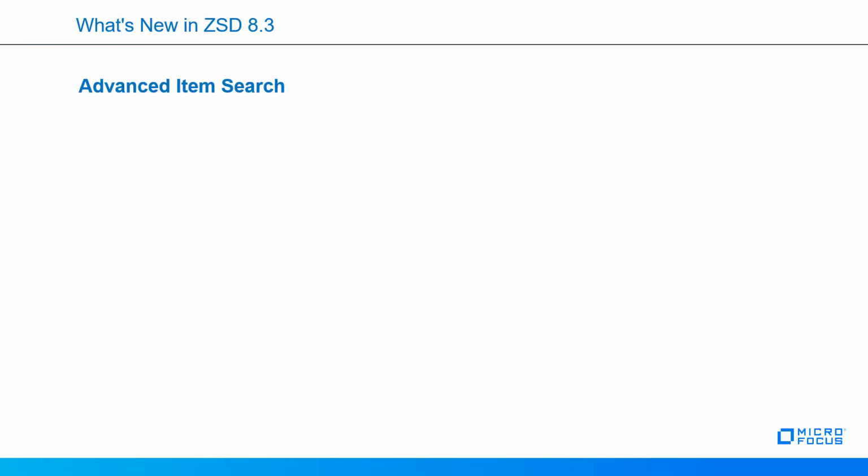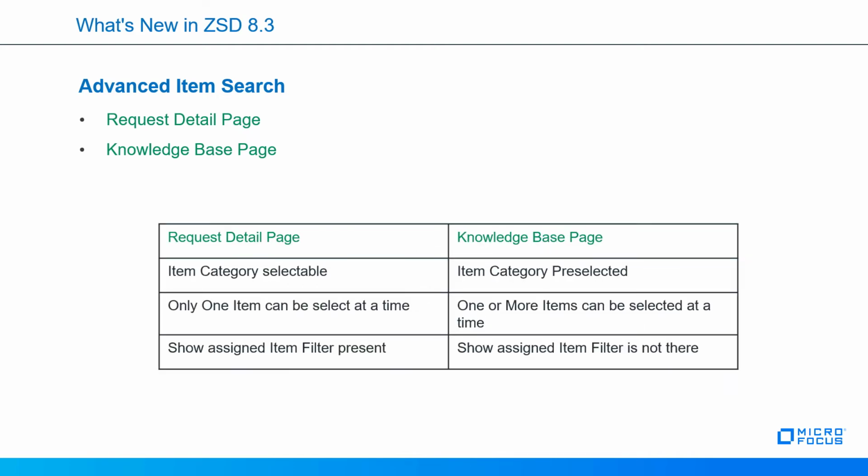These are the differences between using the Advanced Item Search on the Request Detail page and the Knowledge Base page. On the Request Detail page, the item category is selectable, and only one item can be selected at a time. It'll also show assigned item filters present. On the Knowledge Base page, the item category is pre-selected because of the type of article that was created. One or more items can be selected at a time, and Show Assigned Item Filter is not there.